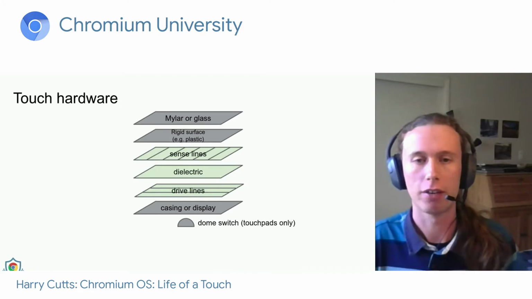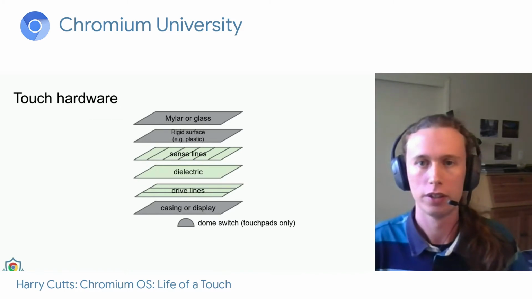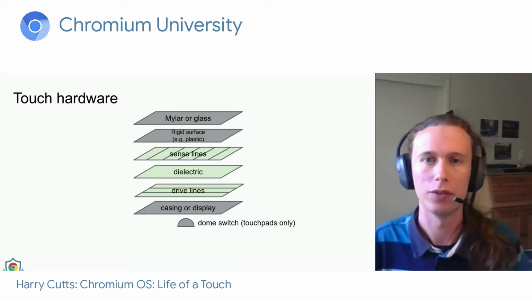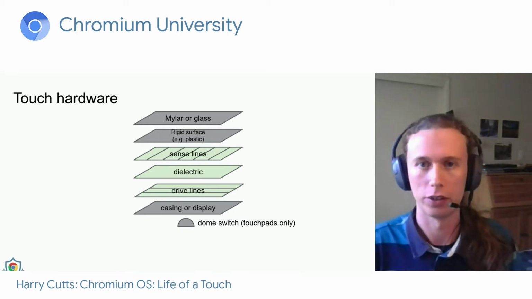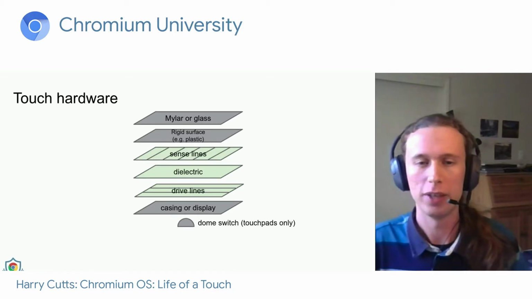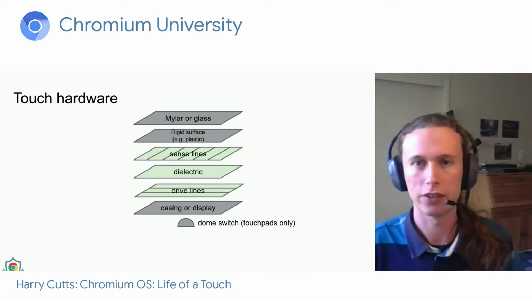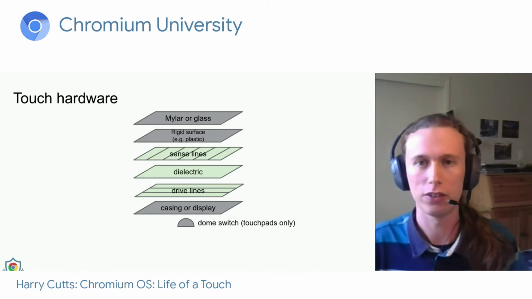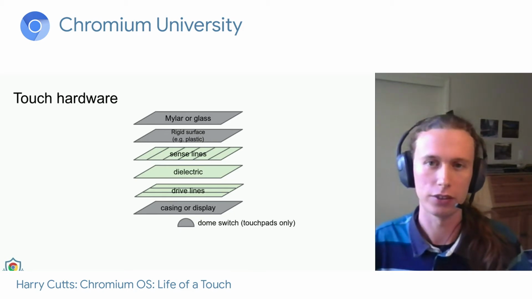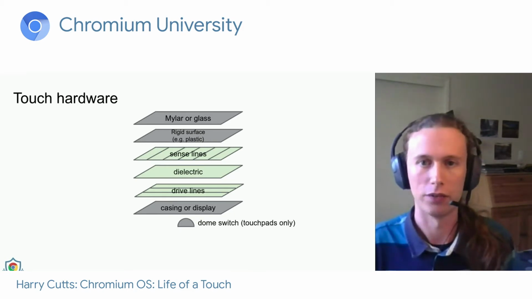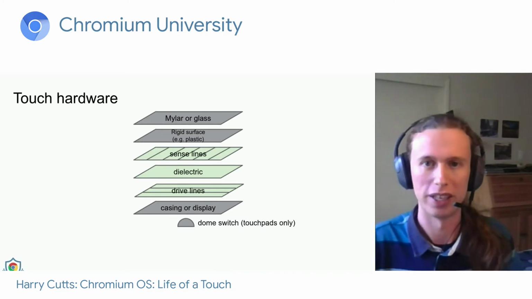Here we've got a diagram of a typical touch screen or touchpad structure. At the top, we have the glass that you put your fingers on. Then in the middle, we have these three electronic layers. Two of these are lines, so the scan lines and the drive lines are basically just wires. And in the middle, we have a dielectric component. And this is a layer that changes its capacitance as a finger gets closer or further away from it.